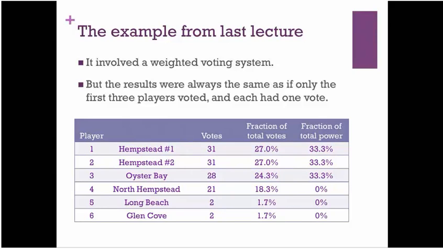Now this table is showing you what fraction of the total votes each player had. And in another column, we're showing the fraction of total power. Well, remember we worked out that players 4, 5, and 6 were totally powerless, so they had 0% of the power. And the other 3 players had equal power, so that would be 1/3 or 33.3%. Notice that the fraction of total votes is not the same as the fraction of total power, and the most striking example of that is player 4, North Hempstead. Despite the fact that this player had 18.3% of the total votes, we saw that they had no power at all. 0% was their power.